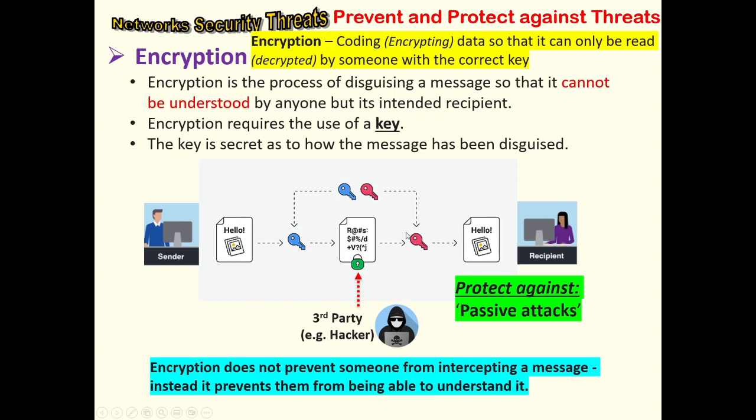And this is best to protect against passive attacks, where hackers or third parties monitor the data on a network. Encryption.